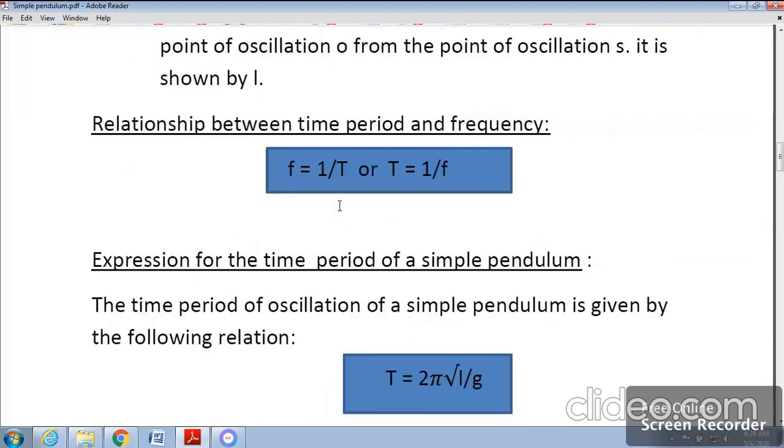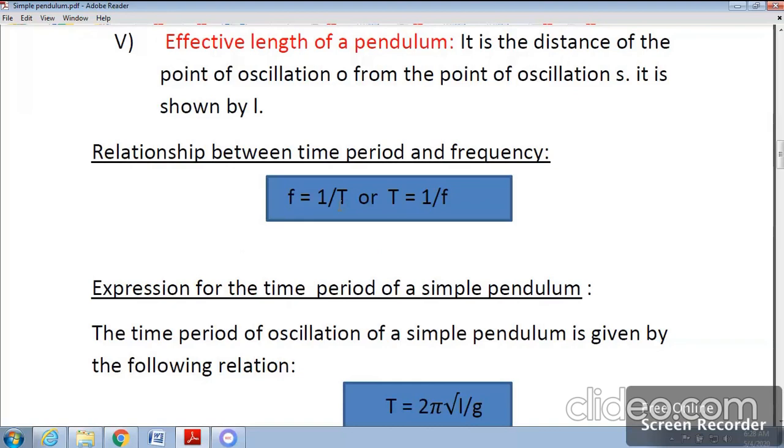Before going to this, I would also like to discuss the compound pendulum. A compound pendulum, that is any swinging rigid body free to rotate about a fixed horizontal axis, is called a compound pendulum or physical pendulum. The appropriate equivalent length for calculating the period of any such pendulum is the distance from the pivot to the center of the oscillation.